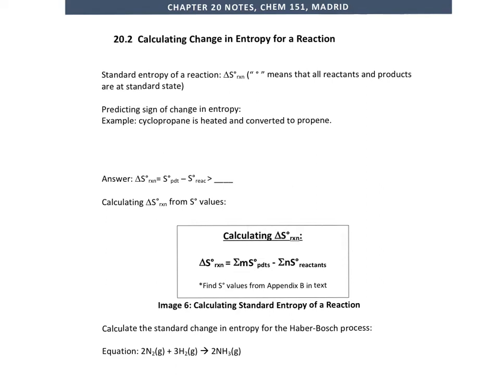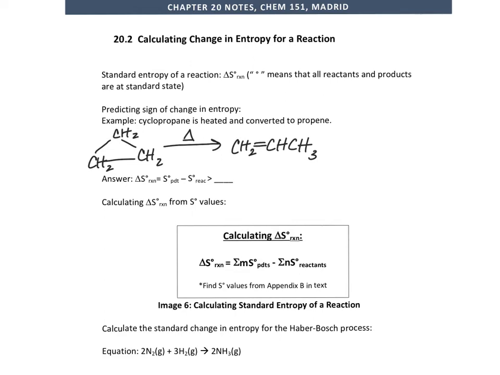So let's look at the example of cyclopropane being heated and converted into propene. So this is cyclopropane. Got a little cyclic organic molecule here. And then when it is heated, we symbolize that by drawing a little triangle for heat, and then that is converted into propene. All right, so going from one state to another.